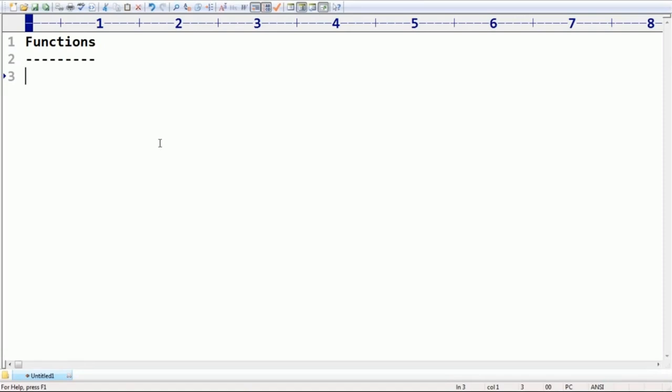How many types of arguments are there? Default arguments, positional arguments, variable length arguments, and keyword arguments: four types of arguments are there. We covered that already, right? Next, how many types of variables are there? Local variables and global variables. What is the use of the global keyword? We covered that. Next, recursive functions.